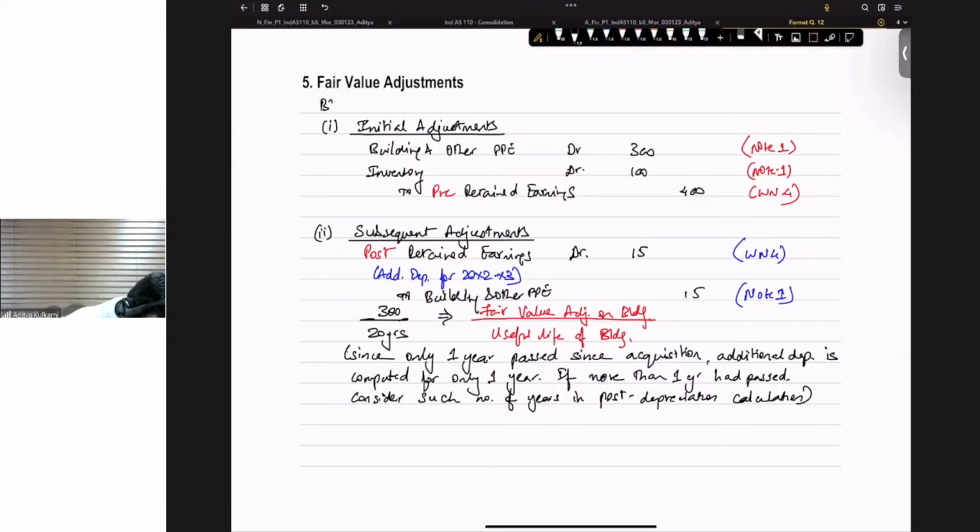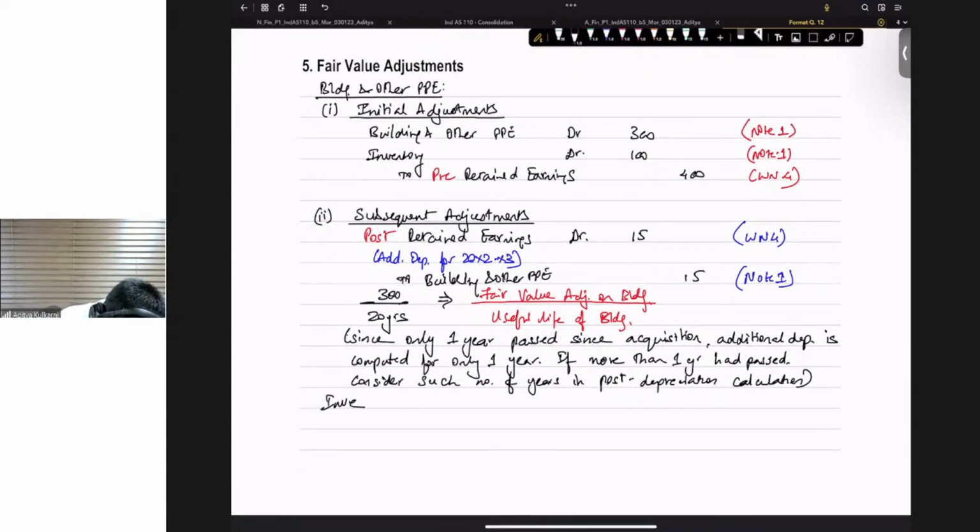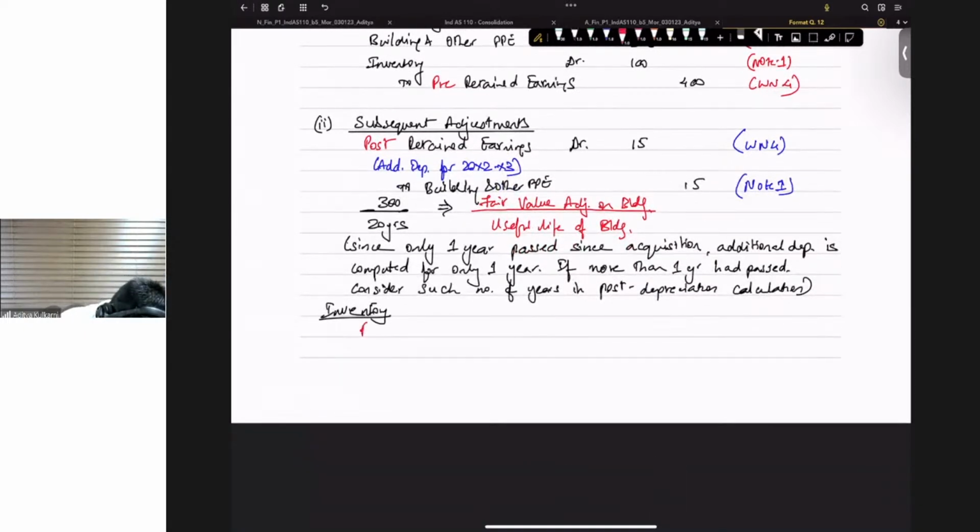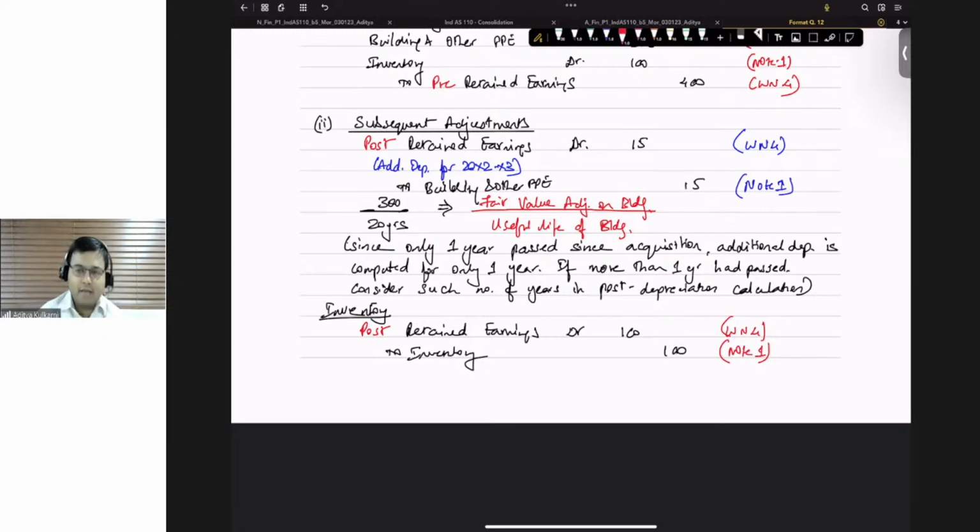This is building and other PP. Okay. And this adjustment now is for inventory. Entry will be post retained earnings debit to inventory 100. Post retained earnings effect goes in working note 4. Inventory goes to note 1. At every point when you start giving double effects, your chances of going wrong is very, very less.